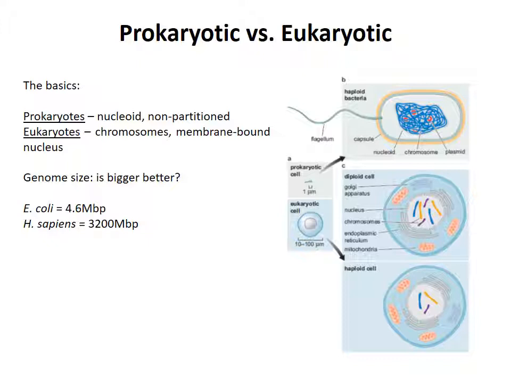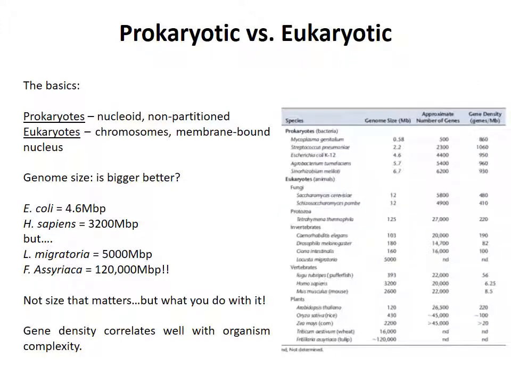However, it's not quite as straightforward and simple as size, because if we look at the genome sizes in some other organisms, such as locusts, for example, and tulips, which is this second organism here, we will see that these organisms, whilst obviously nowhere near as complex as humans, both have genomes in excess of the size of the human genome, and in the case of tulips, the genome size is huge, 120,000 megabases. So it's not simply a case of bigger is better.